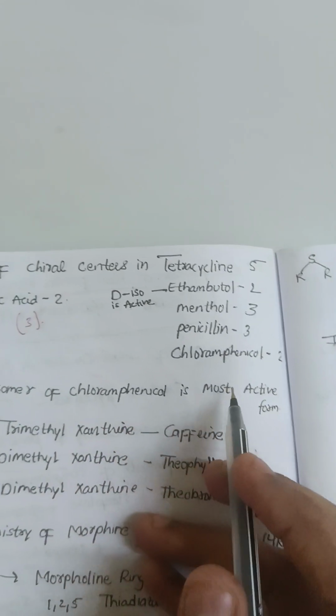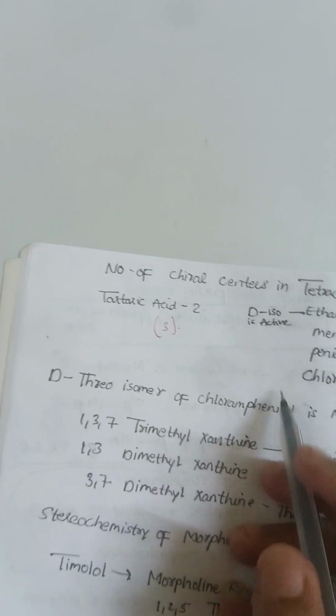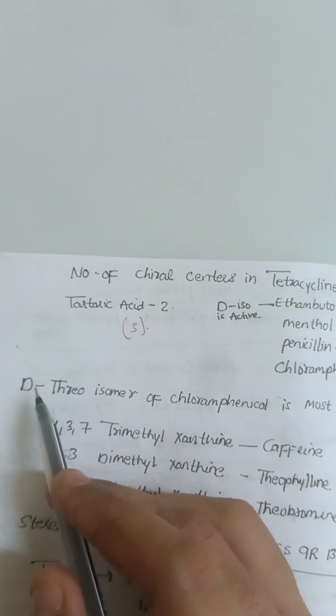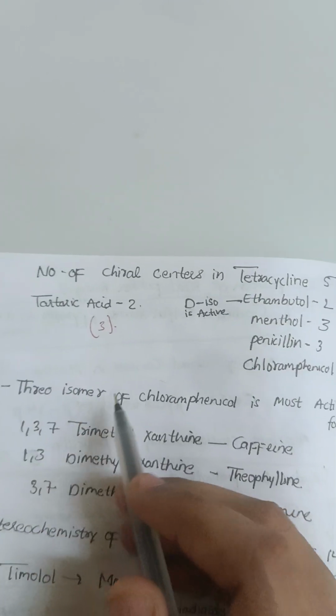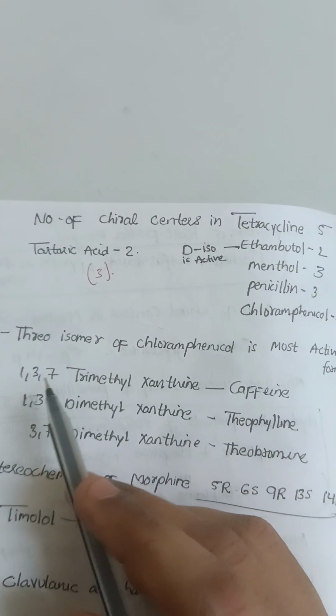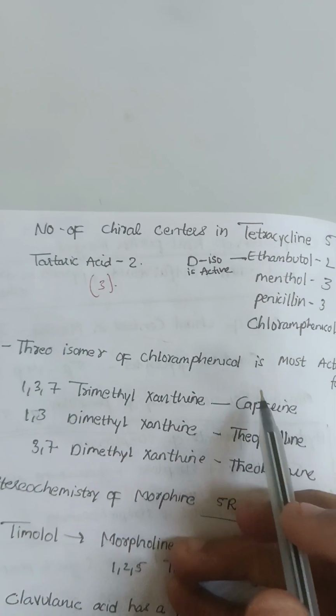The D-threo isomer of chloramphenicol is the most active form. Generally chloramphenicol has 2 chiral centers. So the D-threo isomer is the active form of your chloramphenicol. Very important. And 1,3,7-trimethylxanthine is called caffeine.